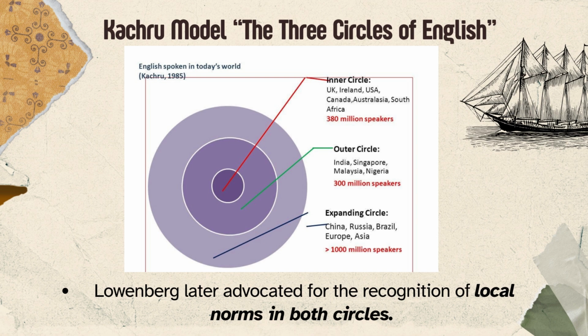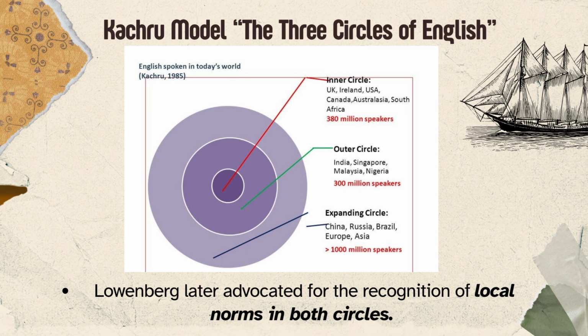Now, I have prepared here the Kachru model for the three Englishes. For the inner circle, we have UK, Ireland, USA, Canada, Australia, South Africa. For the outer circle, we have India, Singapore, Malaysia, and Nigeria. And lastly, we have here the expanding circle, which involves China, Russia, Brazil, Europe, and Asia.